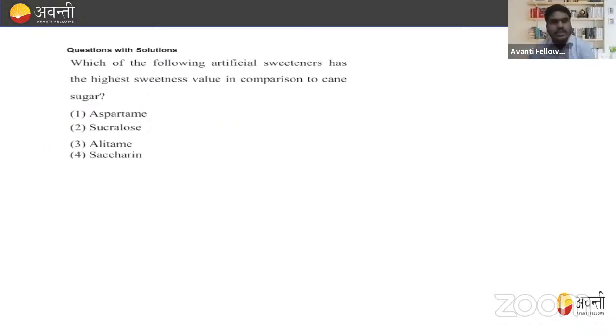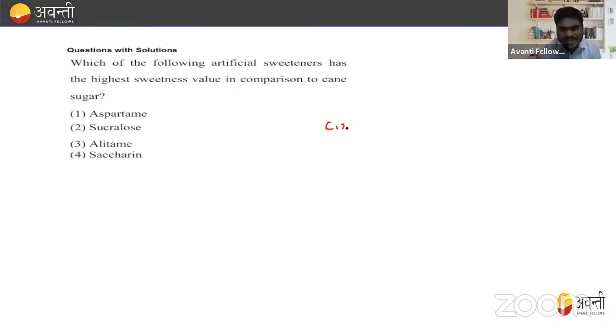Okay. Now, in this question, which of the following artificial sweeteners has the highest sweetness value in comparison to cane sugar? You have to identify: aspartame, sucralose, alitame, or saccharin. Out of these four, which has the highest sweetness value in comparison to cane sugar? We already know about cane sugar, right?